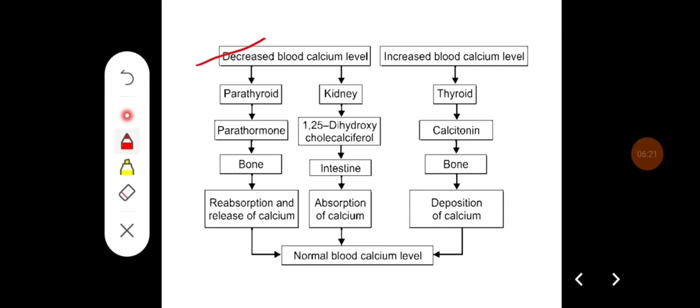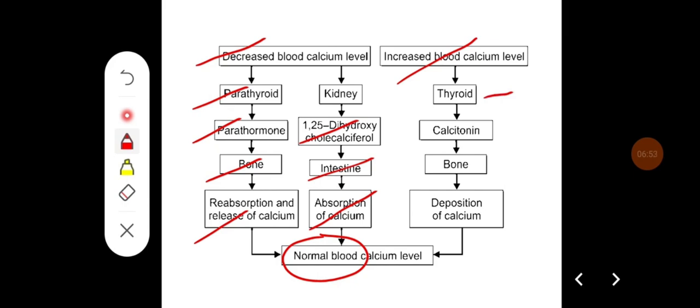When serum blood calcium reduces, it stimulates the parathyroid to produce parathormone, which causes reabsorption of bone and releases calcium. And the kidneys are stimulated and produce 1,25-dihydroxycholecalciferol, and also in the intestine it increases the absorption of the calcium, thus the blood calcium comes to normal. When there is increased calcium level, there will be stimulation of the thyroid gland, parafollicular cells produce calcitonin, which acts on bone, causes deposition of the calcium and reduces the calcium.